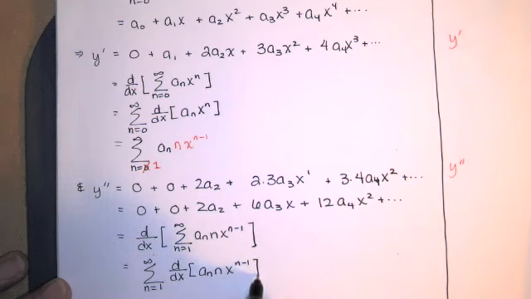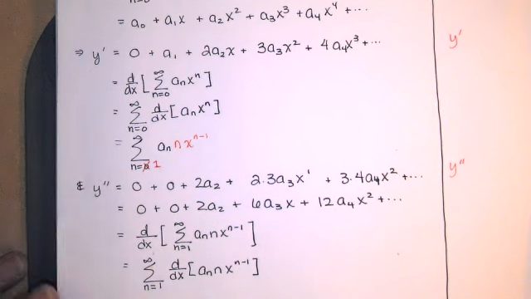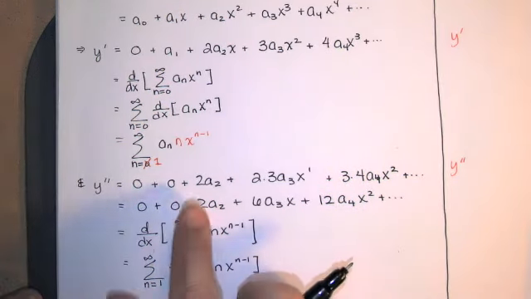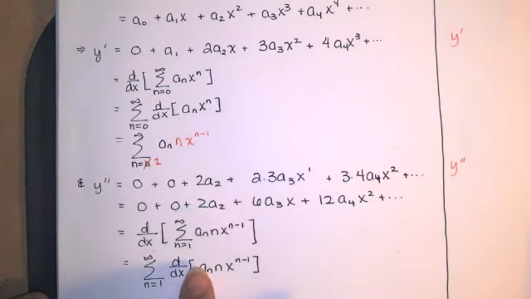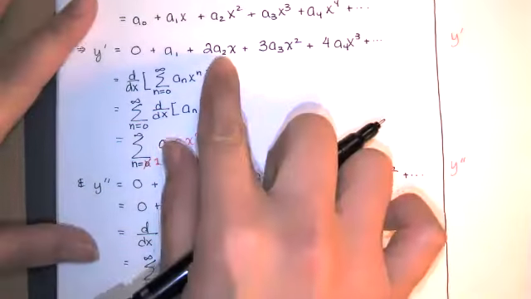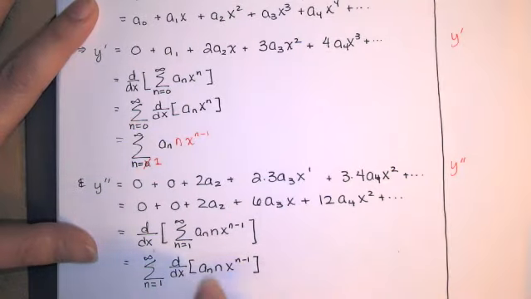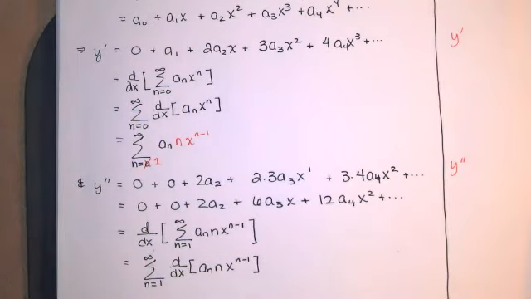Remember, your variable is x. N is just a constant for a particular term. When n is 2, this is going to be a sub 2 times 2 times x to the 2 minus 1, or x to the first. Well, yeah, that's that term right there. And then we're going to take the derivative of that to get this guy.